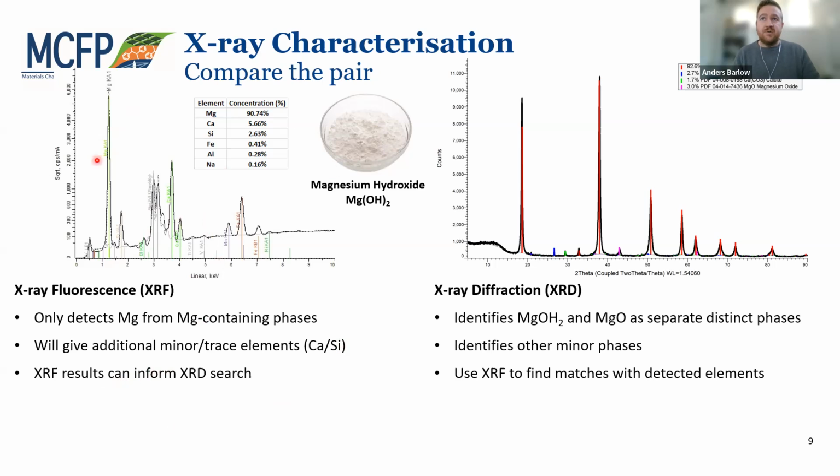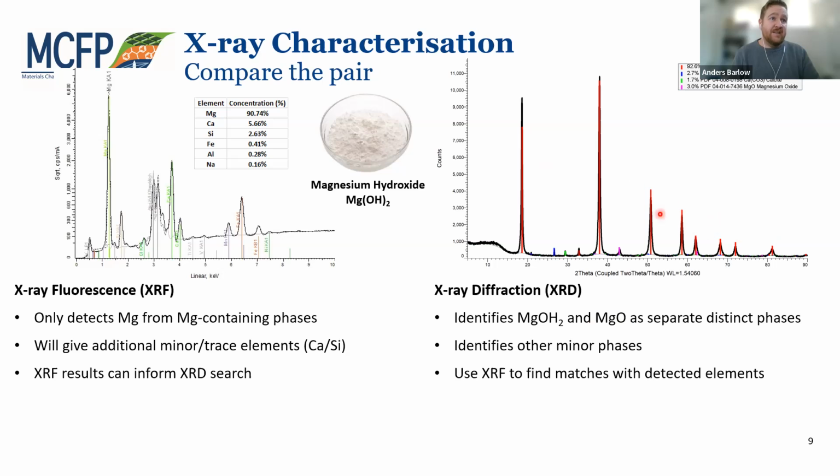But these results, knowing what elements are present in our sample, can then inform the XRD analysis that we can follow on with. So we can then take this powder sample and put it into the XRD and look for the different peaks that we have in our pattern. And from those peaks, we can identify that the magnesium is present in the form of magnesium hydroxide and magnesium oxide. These are two distinct phases present in this pattern here.